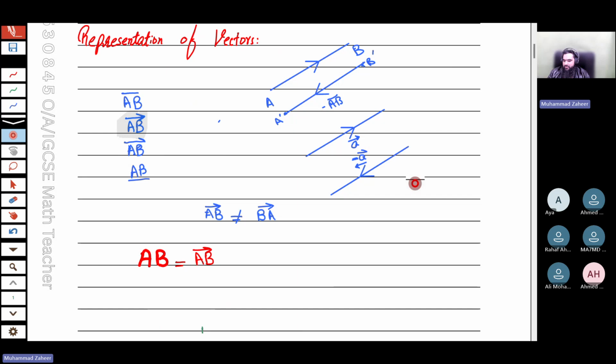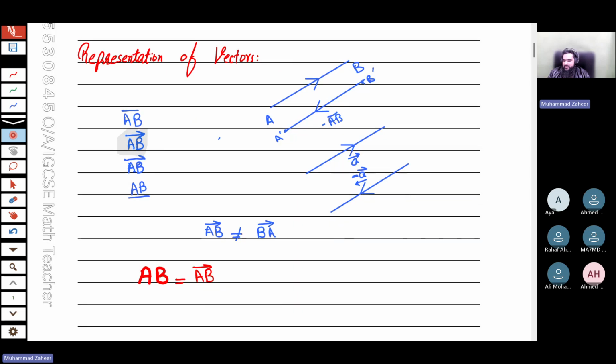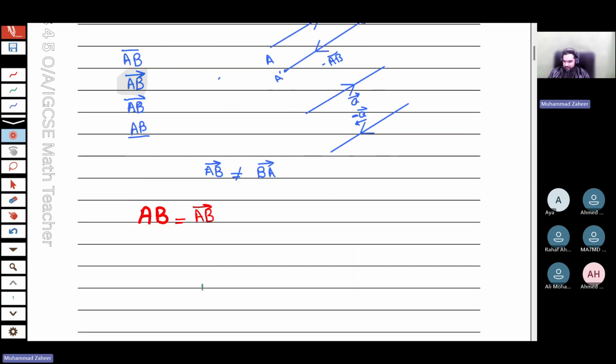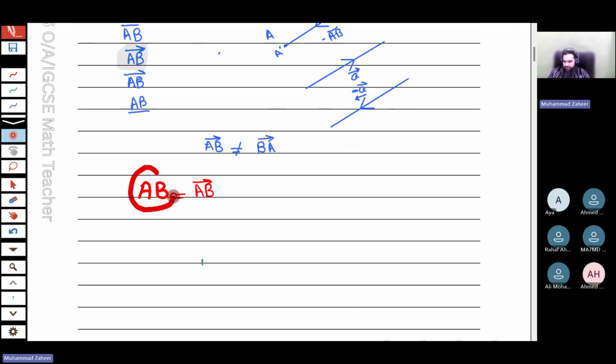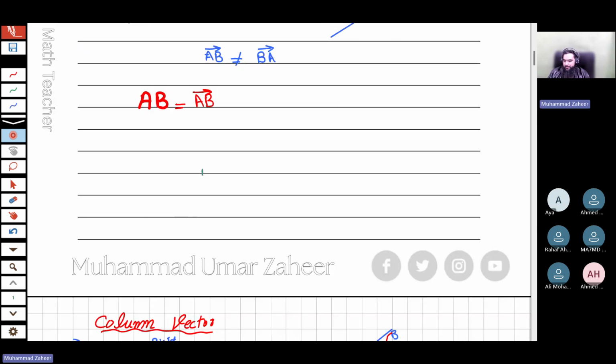Then we talked about the different notations or representations of vectors. We make a single arrow on the top, so that shows a vector. If you make the same vector but in the opposite direction, that will become a negative one. For example, if it is A, on the other side, with the same magnitude but opposite direction, it will be negative A. Or we can also show the vector by a bold letter.